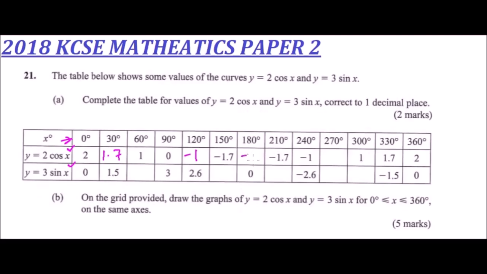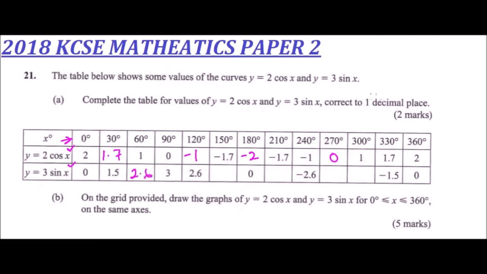Then we have 270. 2 multiplied by cos 270, that should give you 0. Very easy using your calculator. Then we go to the function y equals 3 sin x. When x is 60, so 3 sin 60, you get 2.6. Remember, it is to 1 decimal place.